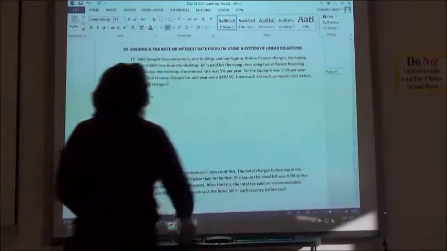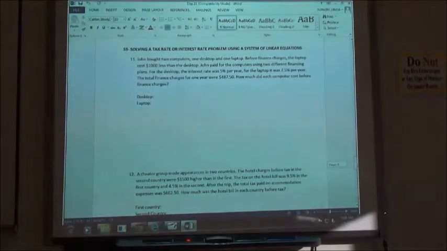So number 11, solving tax rate or interest rate problems. Most of these you'll set up one equation that's F equals or S equals something, and then we're going to substitute in to solve these ones.